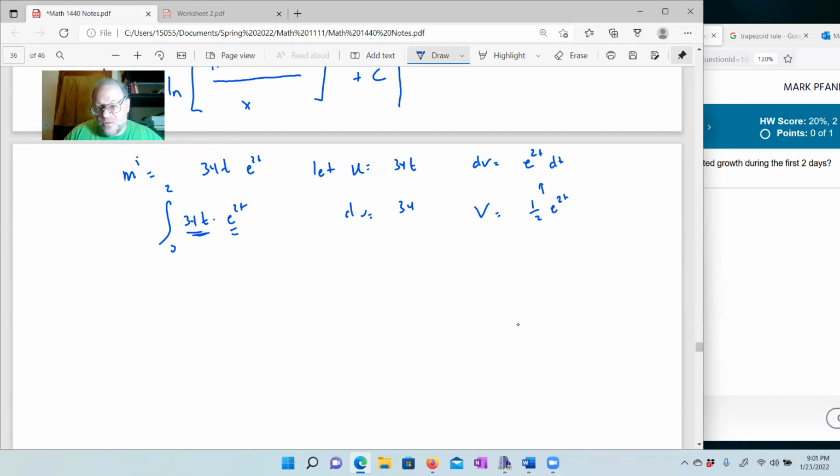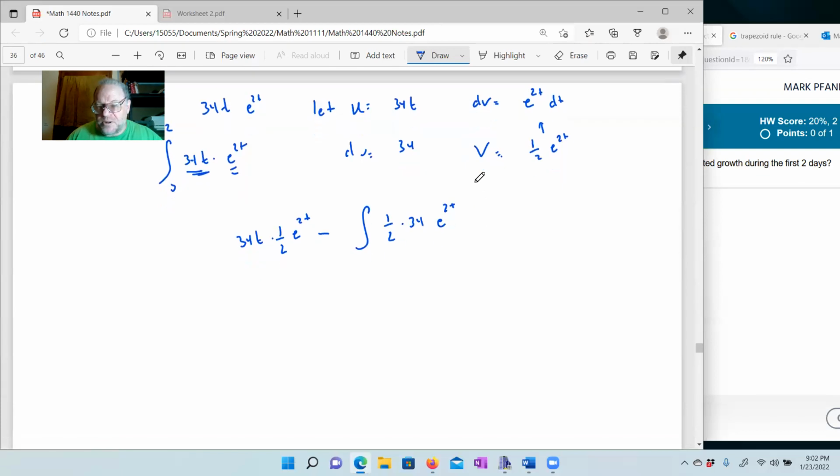Okay, so uv, that is 34t times 1/2 e to the 2t. Let me write this down like a human being. So this is times 1/2 e to the 2t, that's my v, minus integral of v du. So this is 1/2 times 34 e to the 2t. Can we deal with the 1/2 times 34? Sure, that looks like 17 to me.